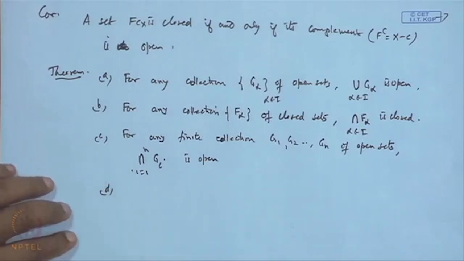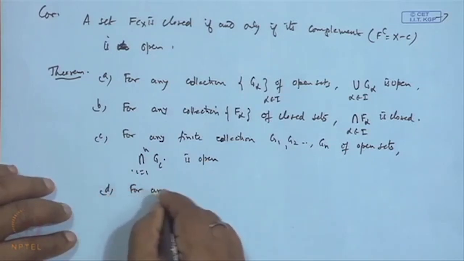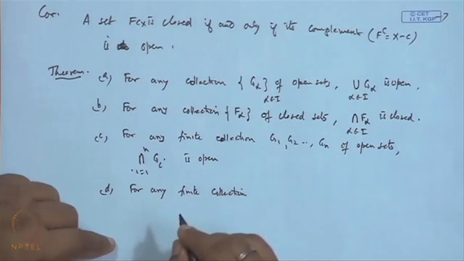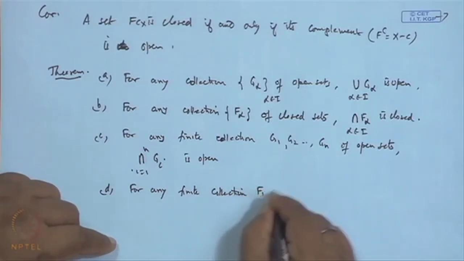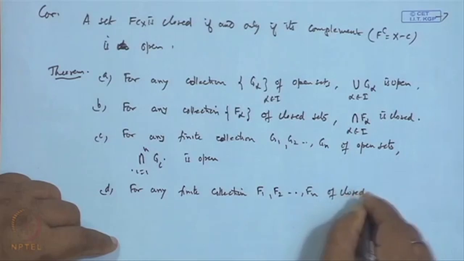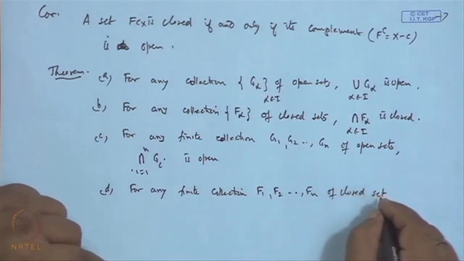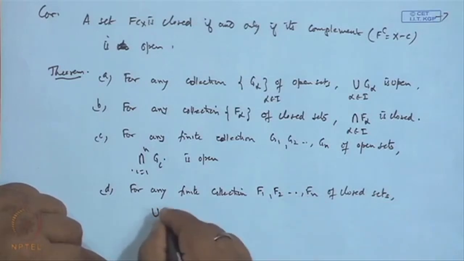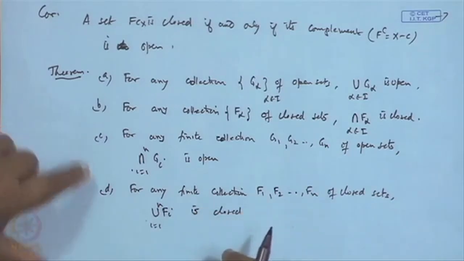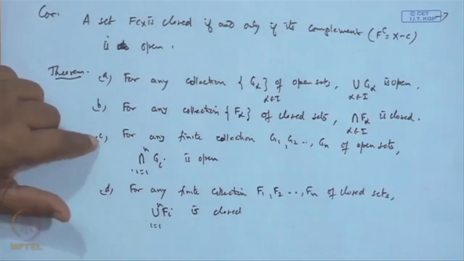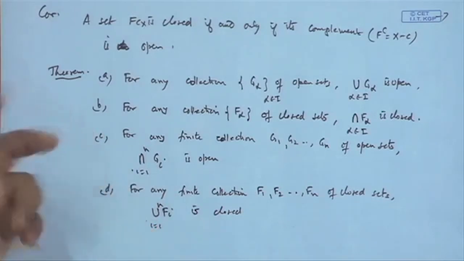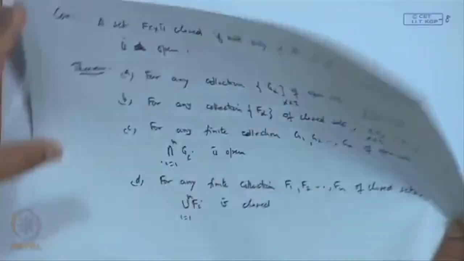Fourth: for any finite collection F 1, F 2, up to F n of closed sets, the finite union of these F i's is closed. Here, results C and D are not valid for an arbitrary or infinite collection, that is, a countable intersection of G i and a countable union of F i may not be true. So only the finite case is true. The proofs follow like this.